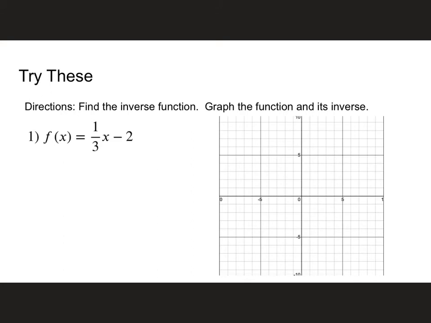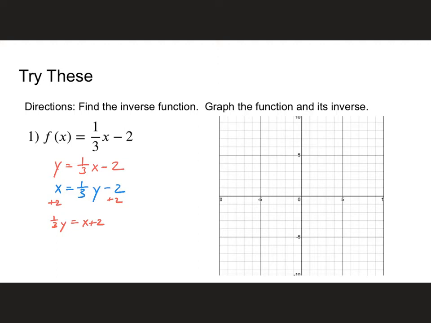All right, first, number one, f of x equals 1/3 x minus 2. We're going to rewrite this as y equals 1/3 x minus 2. We're going to flip my x and my y, make my y equal to x and my x equal to y. And that gives me x equals 1/3 y minus 2. And I'll start solving this for y. That gives me 1/3 y equals x plus 2.